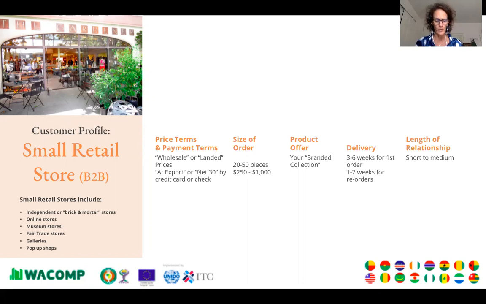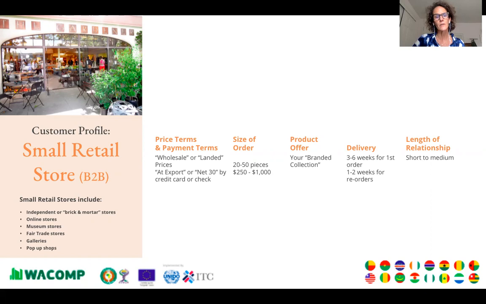In general, these stores will place many orders over and over again because they don't have big warehouses to store things. Small retail stores can change their collection very often in order to keep it interesting for their consumer. So the length of the relationship is short to medium. You're most likely to meet retail stores at wholesale trade shows or export trade shows, like the West Africa Connect event.